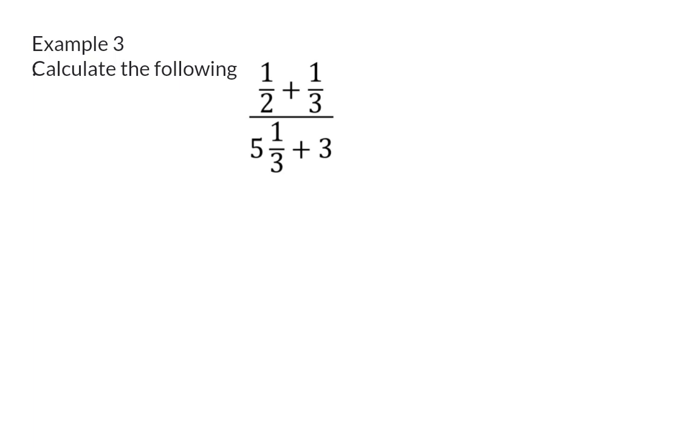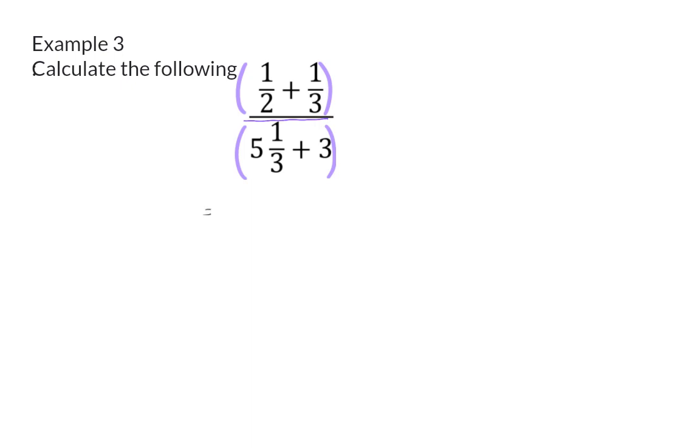Example 3. Calculate the following. Even though this question might look complicated, you will soon realize that you have all the knowledge to solve this. To start off, the big division sign here actually indicates that the numerator as well as denominator should be in brackets, because I first need to simplify the numerator and denominator separately before I can divide them.